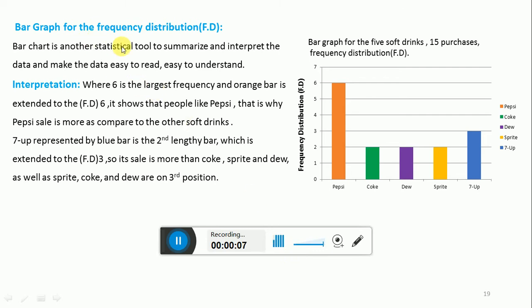In the last lecture we were learning how to analyze, summarize, present and interpret large data using descriptive statistical tools, tables and graphs. How we can make the data easy to read, easy to understand using tables and graphs. How we can make the data meaningful using descriptive statistical tools, tables and graphs. And we were discussing the bar graph for the frequency distribution to analyze, summarize, present and interpret large data.